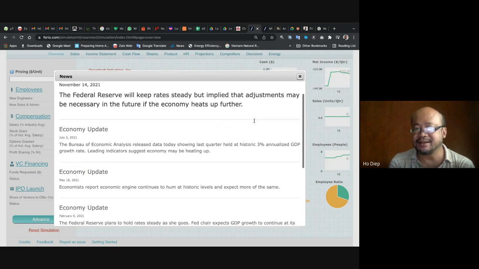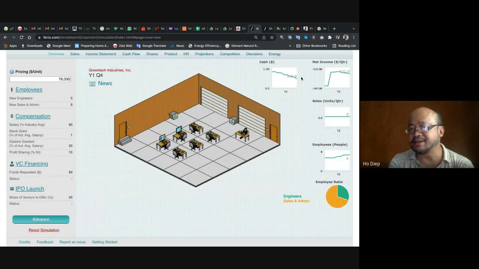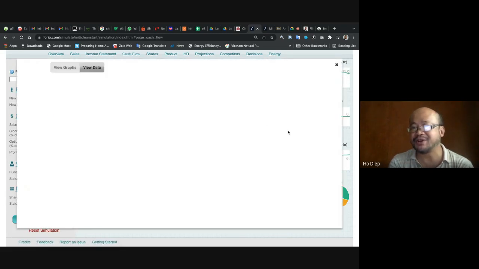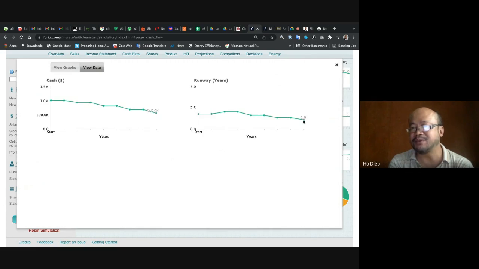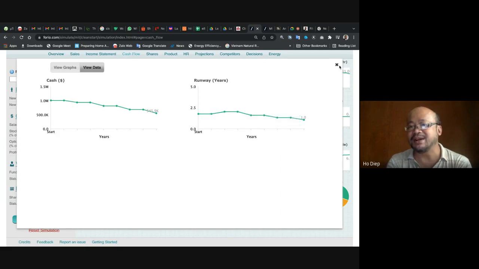Same news again. I'll skip through this. Nothing changed there. Number of employees stays the same. No sales yet. Cash is burning down. I should have about 1 year left in terms of cash. If I don't get any sales, then basically I will run out of cash and become bankrupt. So I can survive another 4 quarters, hopefully.